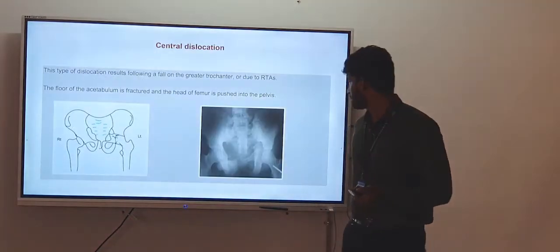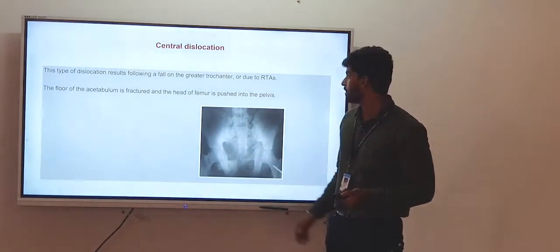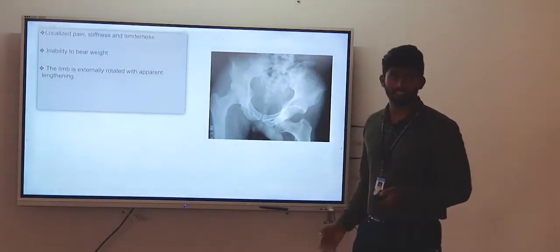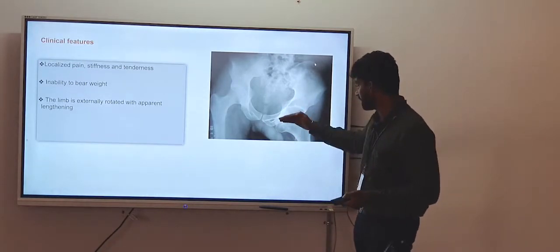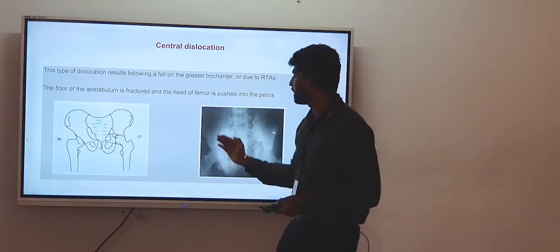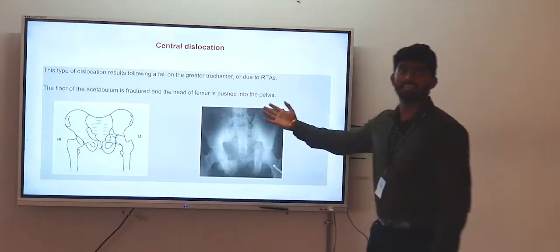Can you just see this? Here the limb is short in length, but here the limb is elongated or lengthened, because in anterior dislocation the femur will be coming down. But in the opposite dislocation, the femur is just going inside the acetabulum. That's why here the limb is getting shortened.